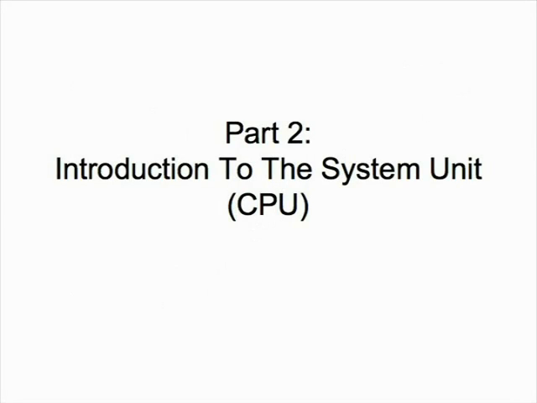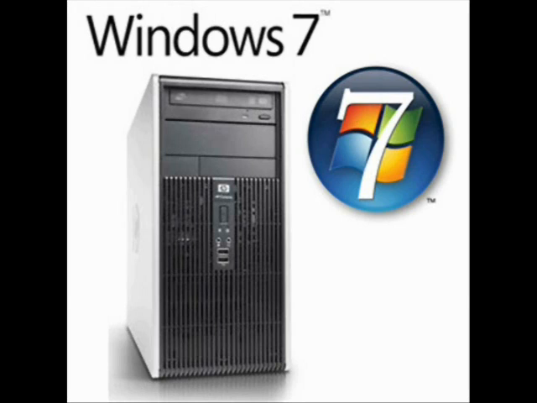Part 2, the Central Processing Unit, the CPU. In Part 1, we learned that the system unit contains the Central Processing Unit. For the remainder of this workshop, we will refer to this as the CPU. But what is the job of the CPU? What can it do? How does it work?